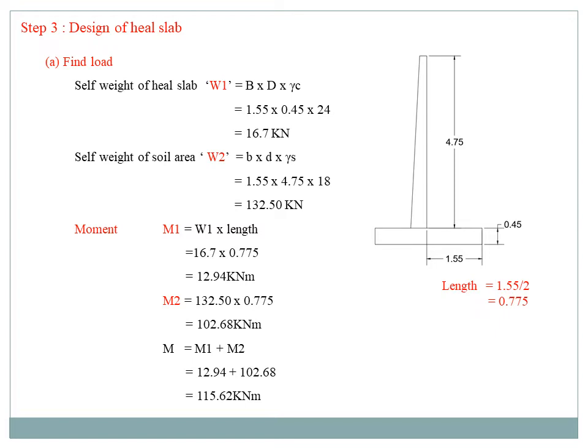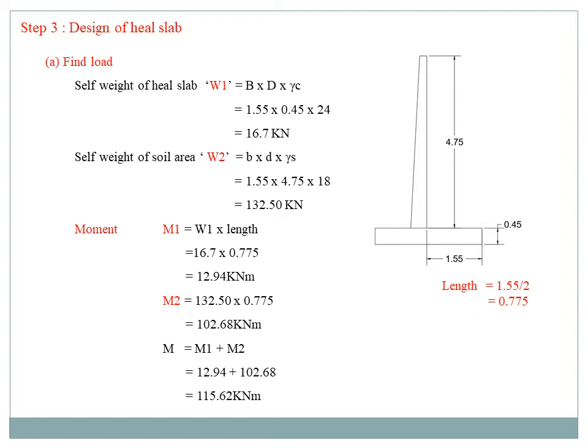Self weight of heel slab W1 is equal to B into D into gamma C. This is a rectangular shape portion, so the area formula is B into D, and gamma C means this is a concrete portion, so we multiply by that. B is equal to 1.55, D is equal to 0.45, and gamma C is equal to 24, the unit weight of concrete. Finally we got the answer 16.7 kilonewton.